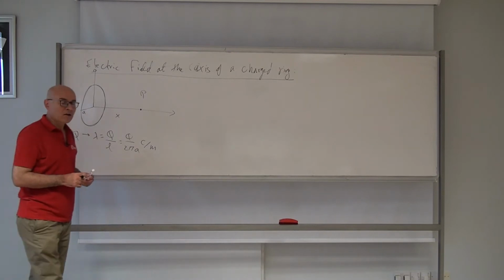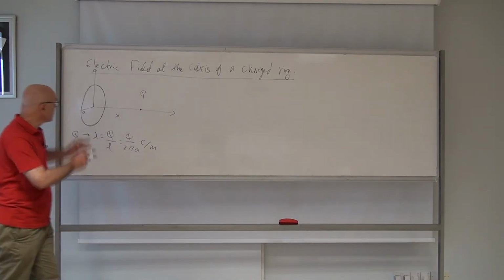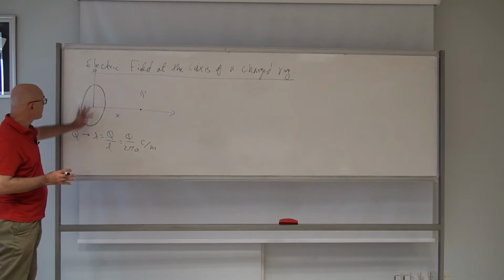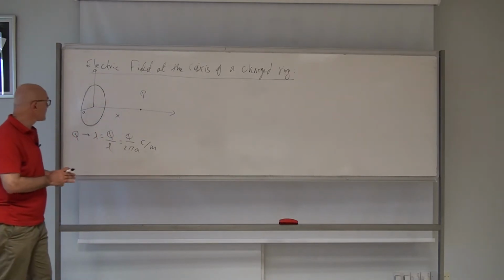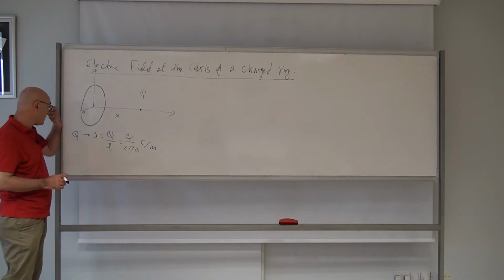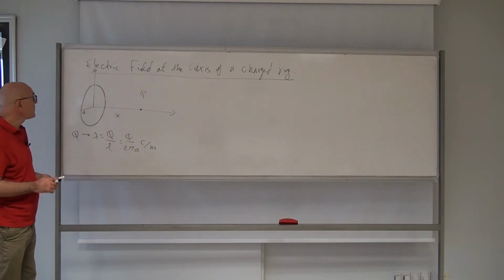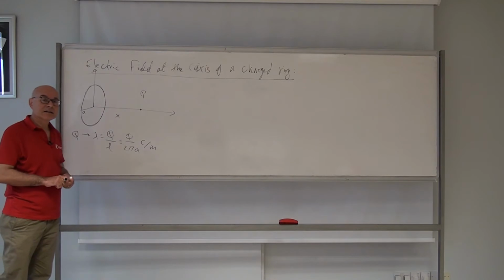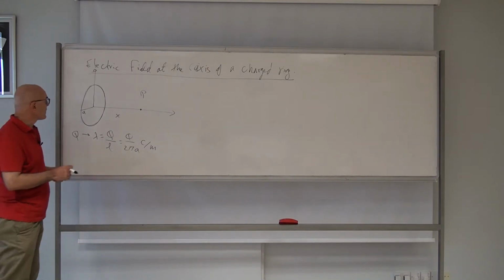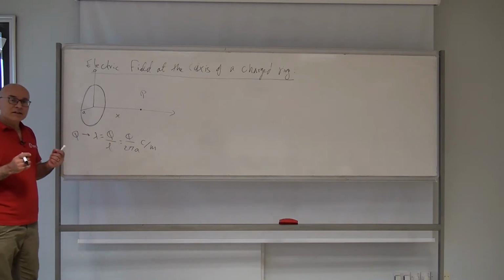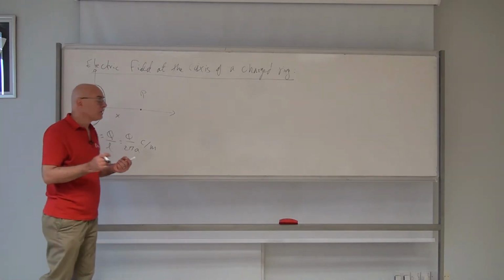Okay, so we apply our algorithm. We have conceptualized the problem. We have drawn the figure, and we know everything now. Everything is clear. We have put down the data that is given, and now we are ready to go a bit further. The first step is to identify what is dq.